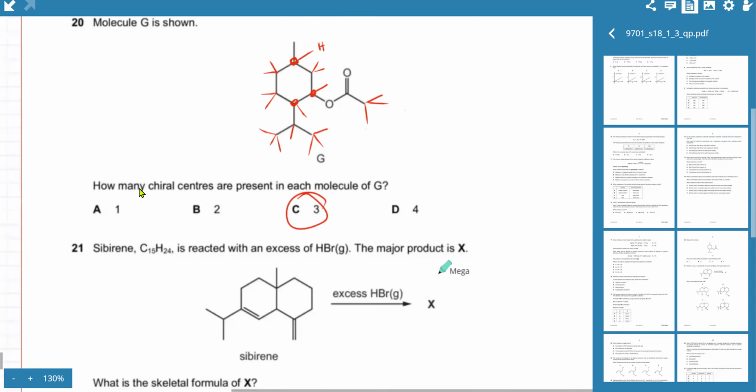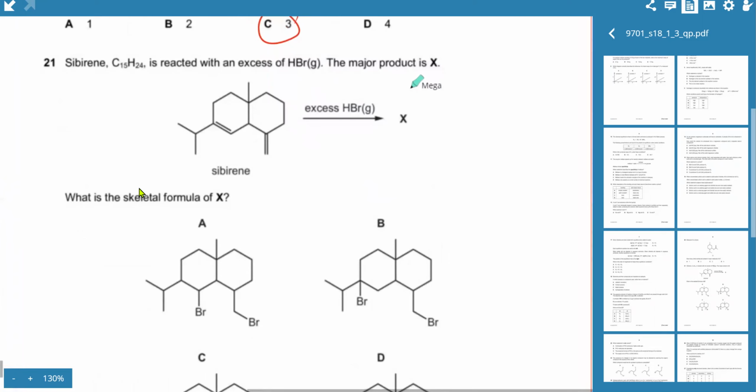Next one, there's a molecule and the major product is X. He's reacting it with HBr. So it's obviously an alkene. What happens to an alkene? The double bond goes away, and an H and a Br are attached. There are many different possibilities for this molecule. The major product would be that the H gets bonded to the carbon which already has more H, and the Br gets bonded to the carbon which has fewer H's. That was Markovnikov's rule.